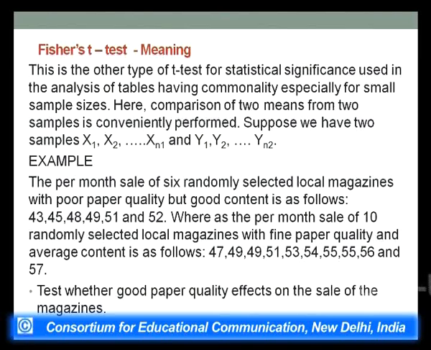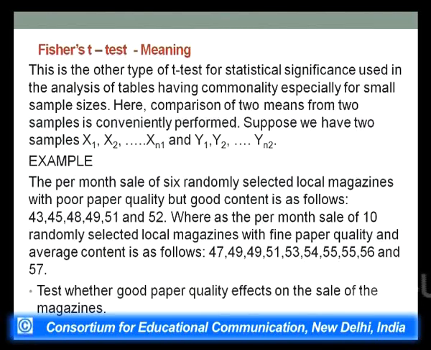So if the content is good, which was good in both cases, the same content was there. So our interest is to find out whether poor quality of paper makes a difference to the sales. This is the example I have taken here.